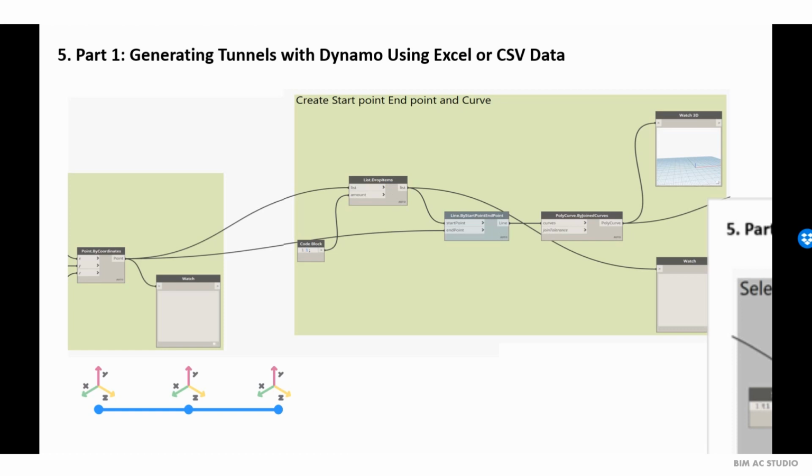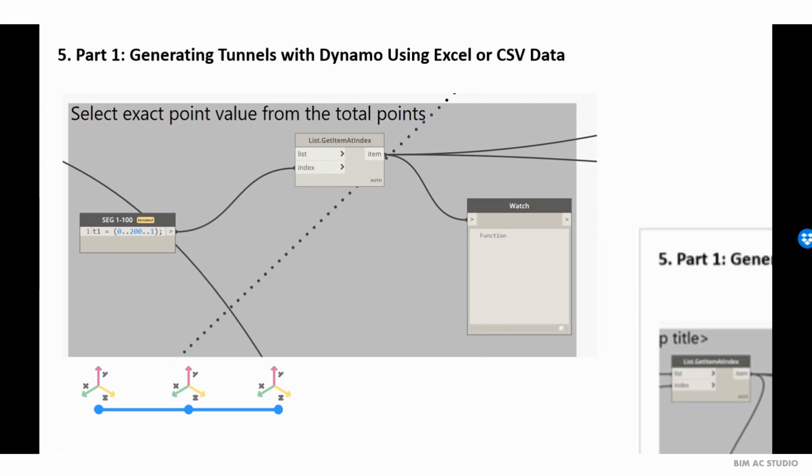And after that, this slide is showing the script if you are using the CSV data. Let's say you are using the CSV data, but you don't want to create a line for every single point, you only want to create a line from point number 1 to point number 200. So that's the reason we need to use the list.getItem at index node, in order to get the exact amount of points that we want to use in our Dynamo.